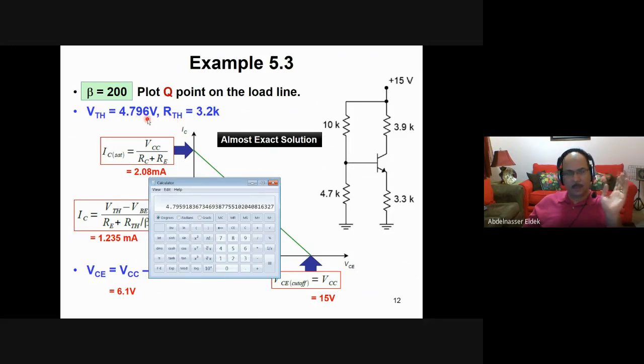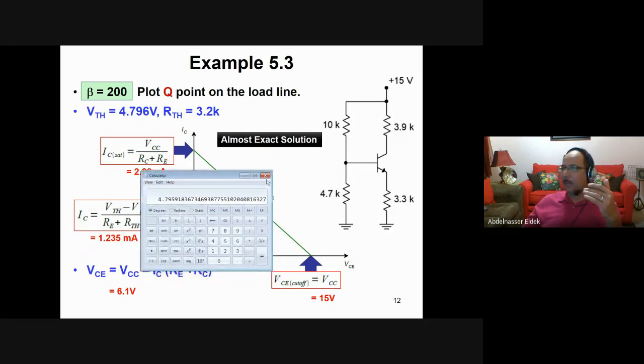4.796 volt. That's right. Okay, and then you need to find R7, and R7 equals 10 in parallel with 4.7. Then you multiply them, 10 times 4.7, and you divide over the summation, which is 14.7. That's 3.197, which is almost 3.2K. So now we have V7, we have R7.